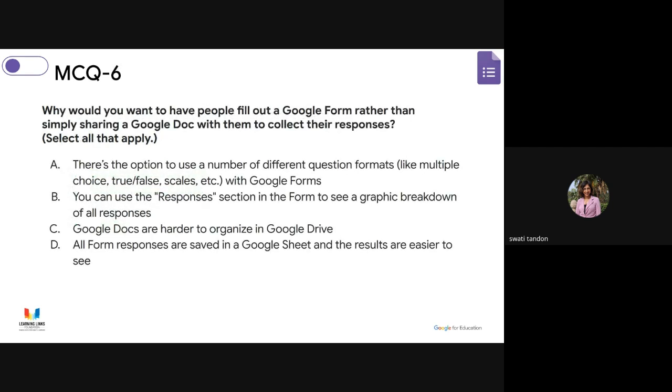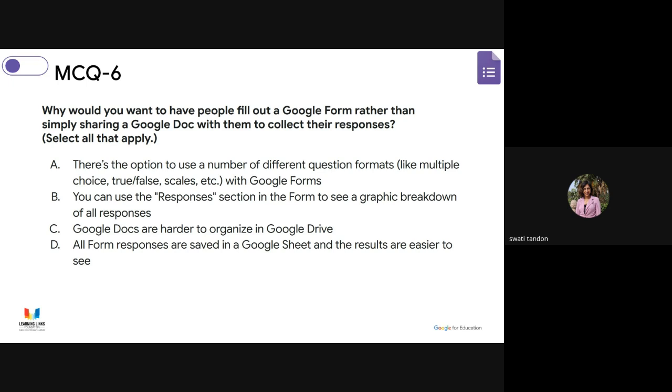Next question. Why would you want to have people fill out a Google Form rather than simply sharing a Google Doc with them to collect their responses? Again, select all that apply. That means multiple, more than one answer. There's the option to use a number of different question formats like multiple choice, true and false, scales, etc. with Google Forms. You can use the responses section in the form to see a graphic breakdown of all responses. Google Docs are harder to organize in Google Drive, or all form responses are saved in a Google Sheet and the results are easier to see.